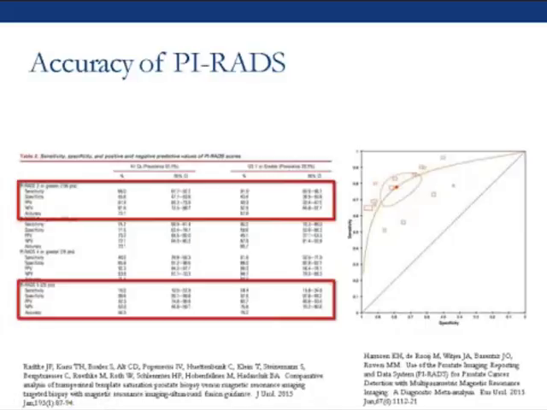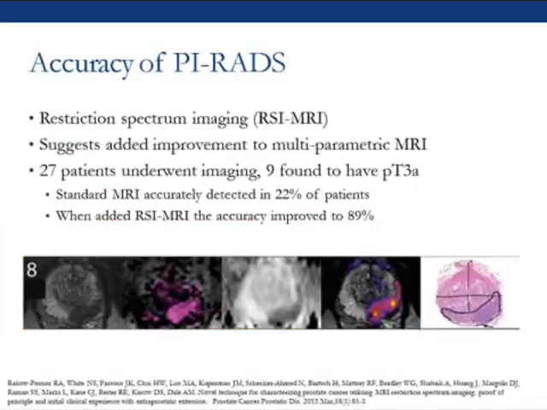Basically, the accuracy improves with PI-RADS 5. This is showing the area under the curve, looking at PI-RADS in determining prostate cancer. And again, it's about 89% when used appropriately.